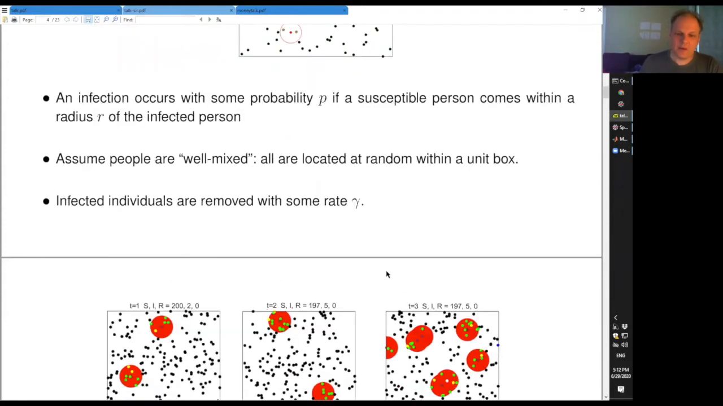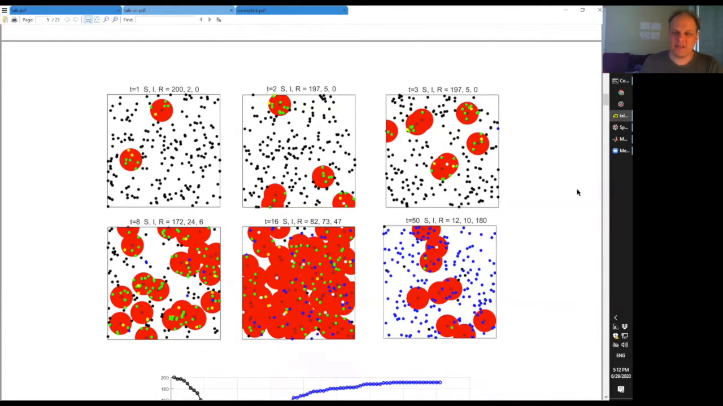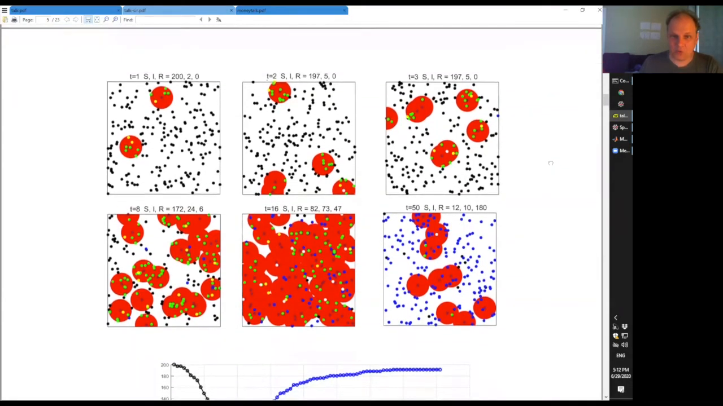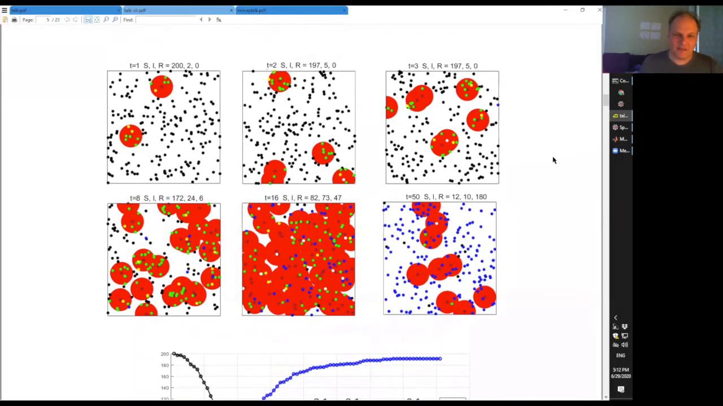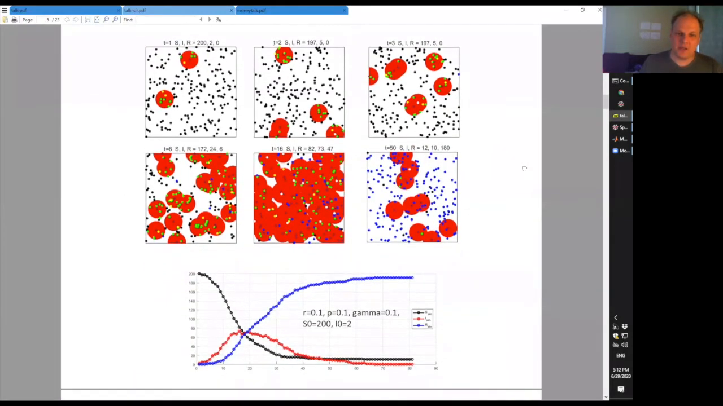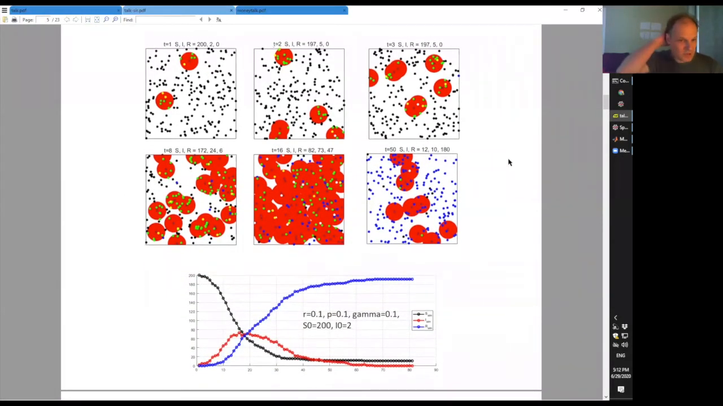Here's what happens. This is just a few lines of MATLAB code to program this, and this is what the simulation gives you. In the simulation, we start at time t equal to 1 with 2 infected individuals, and I think there are 200 susceptible individuals. There are some parameters. P is 0.1, that's the probability of getting infected if you are inside the circle. And gamma is 0.1, that's the recovery rate.